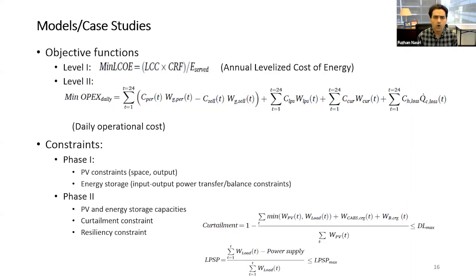Just an overview of the objective function. So in level 1, we have the annualized levelized cost of energy, which means total cost divided by the amount of energy expected to be generated. The amount of energy expected to be generated is coming from the operational model. And based on the capacities in level 1, we're going to have constraints in level 2.